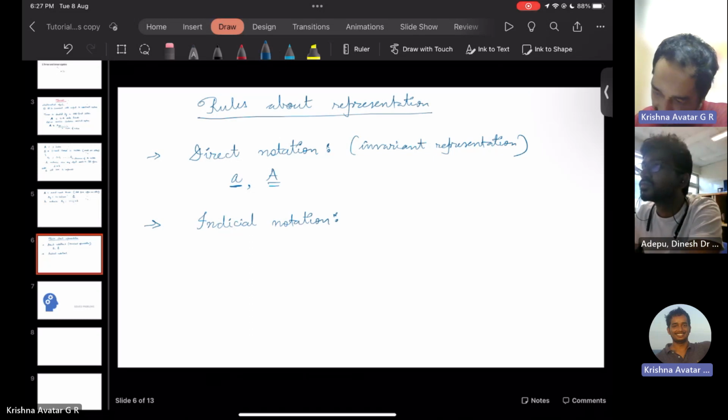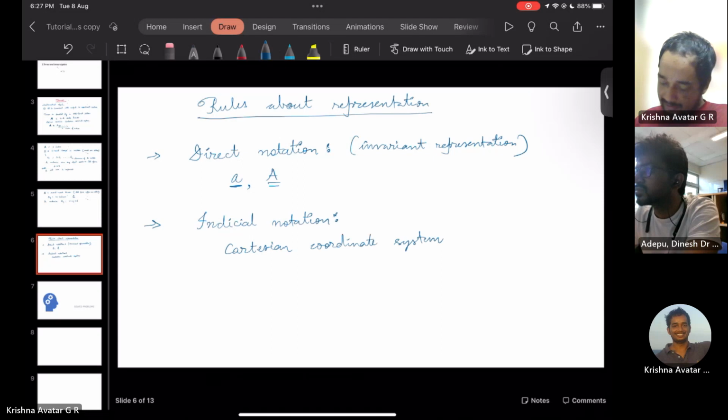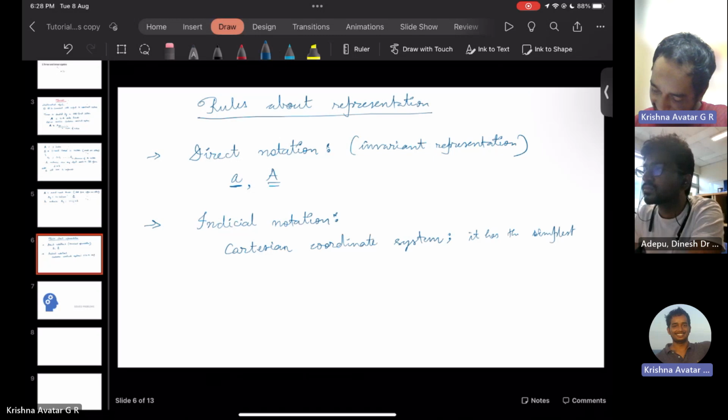And for all purposes, we would be using the Cartesian coordinate system. The reason why we use the Cartesian coordinate system is because it has the simplest set of basis vectors. And above that, it's considered to be a canonical basis. Because of its simplicity, we just call it a canonical basis.